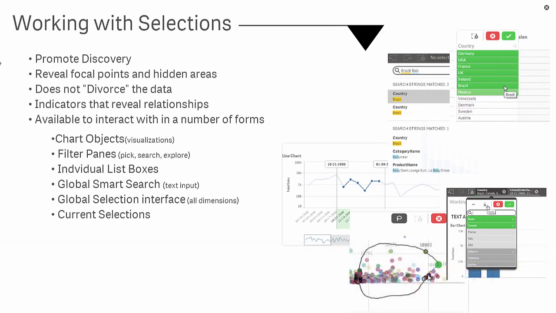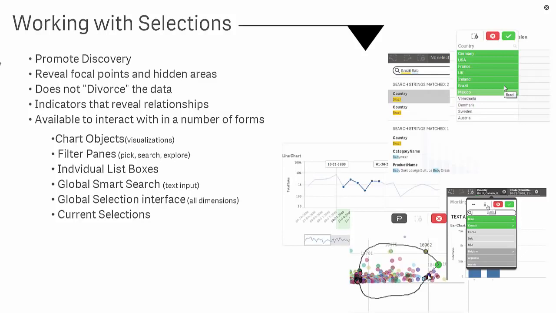In this video, I will cover how you can work with selections in Qlik Sense. When you perform selections with Sense, you're doing more than just filtering data. You are revealing associations which help promote discovery. Focal points and outliers that would otherwise go unnoticed seem to pop out front and center.